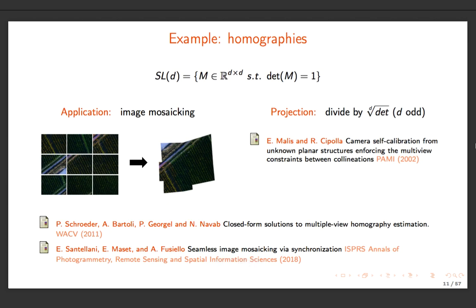Another example is the set of homographies, which can be identified with matrices with unit determinant, that form the so-called special linear group. This group is related to the problem of aligning multiple images into a mosaic, as shown in the figure. In order to project the solution onto a valid element of the group, it is enough to divide by the dth root of the determinant, which works if d is odd.